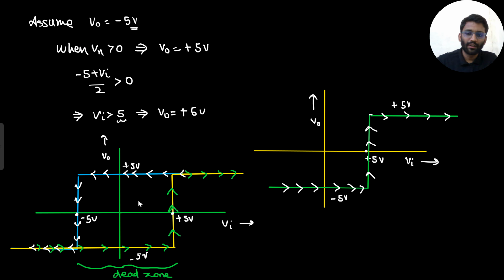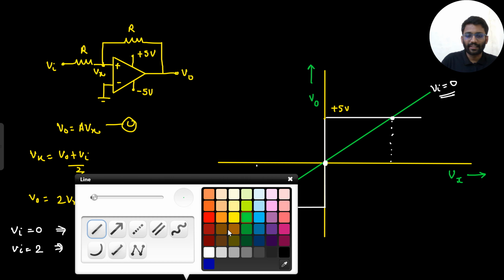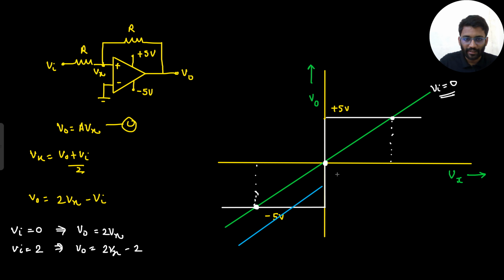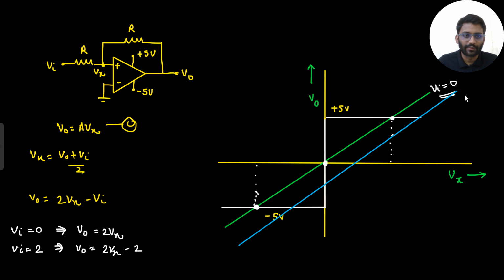Let's check for Vin equals 2. Where will Vin equals 2 volt be? Somewhere here. So again, you can expect two outputs, plus 5 and minus 5. Let's check that. For Vin equals 2 volt, what will happen? V0 will be equal to 2Vx minus 2. That means it will cut the y-axis at minus 2. This is Vin equals 2 volt.